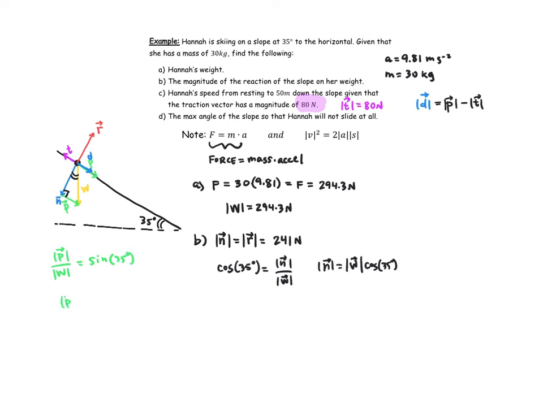And therefore, the magnitude of P is equal to the magnitude of W times the sine of 35. Based on my calculations, the magnitude of W times the sine of 35 comes out to be 169 newtons. Okay, we know the traction vector. The traction vector has a magnitude of 80. And so now we can find this direction vector downhill, which would be the magnitude of P, 169, minus the magnitude of T, which is 80, giving us 89 newtons.